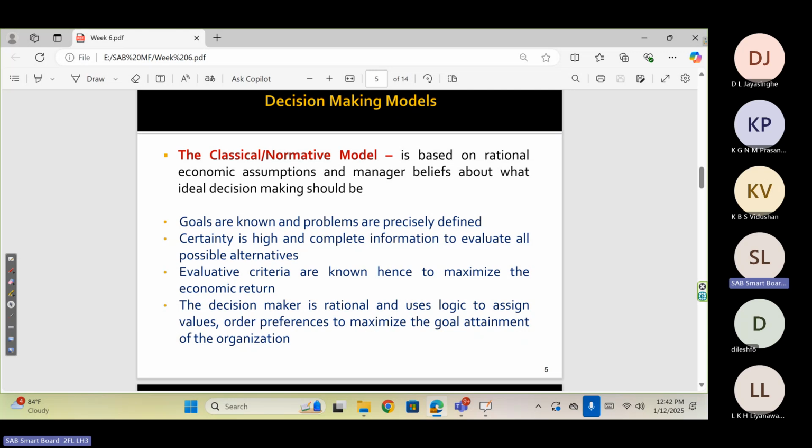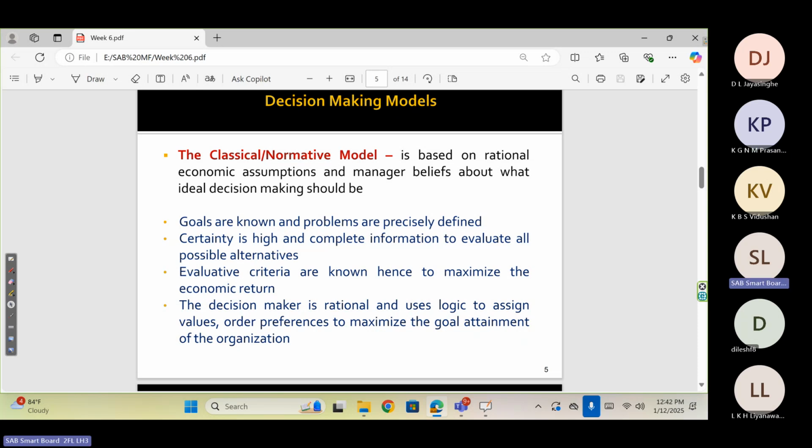This model is based on rational economic assumptions, and managers believe in how to make an ideal decision, the best decision. But practically we can't reach the best position. It can be somewhat possible to make programmed decisions, operational level decisions. Those characteristics can be found mostly in programmed decisions.